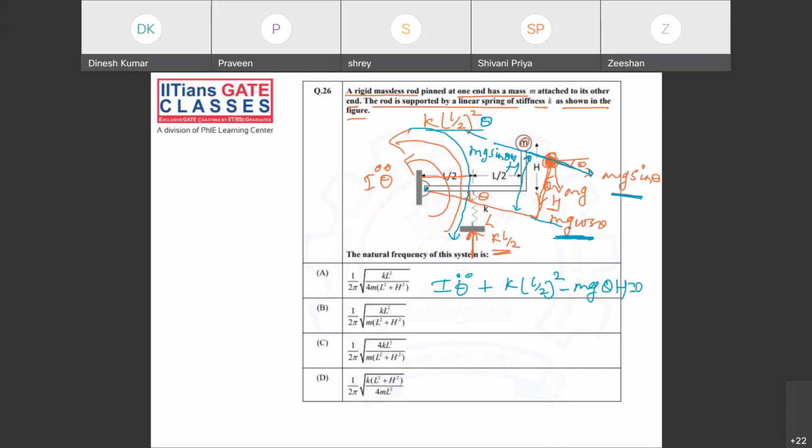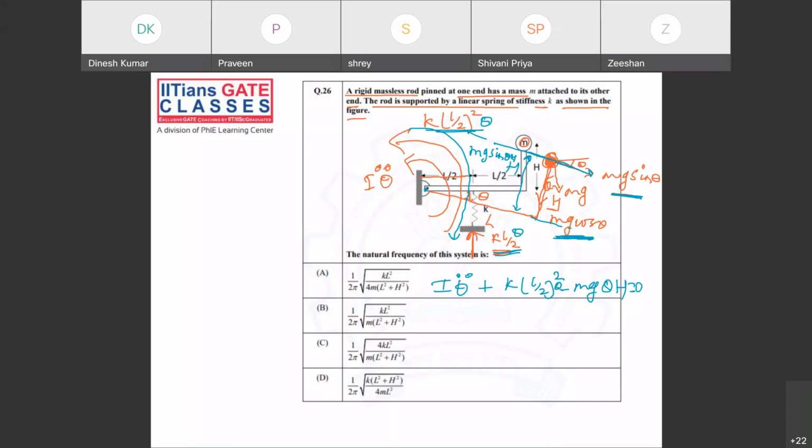I was missing that. Because the spring force is not kL by 2, it is kL by 2 into theta. Sorry guys, I was missing this. Slide is not visible. Okay. So guys, again, here theta is multiplied.